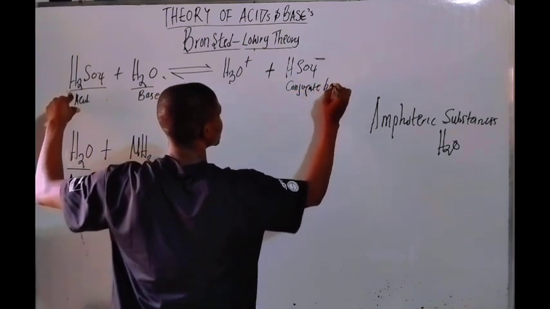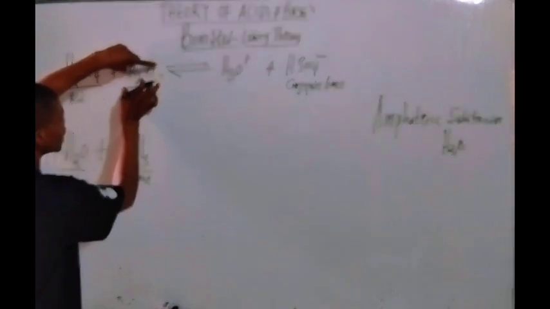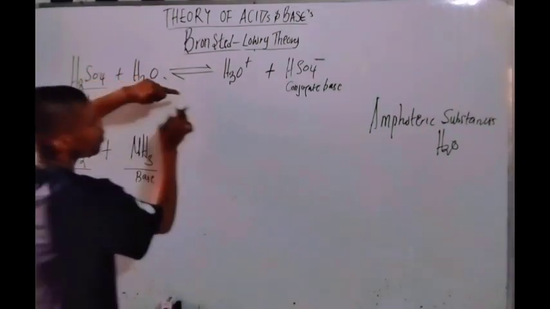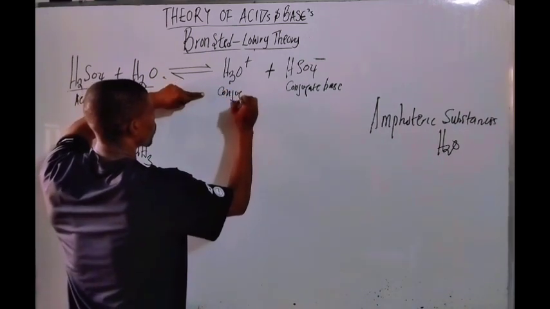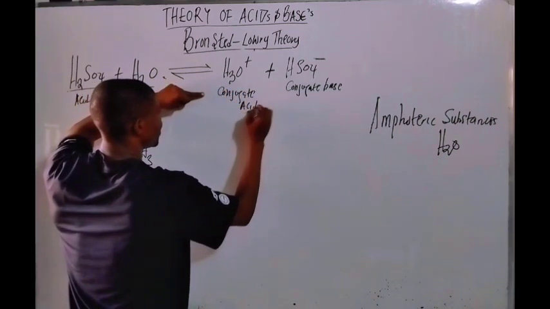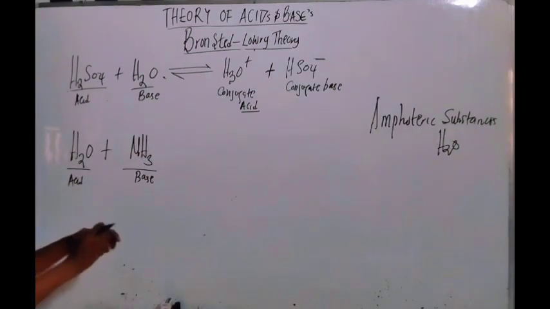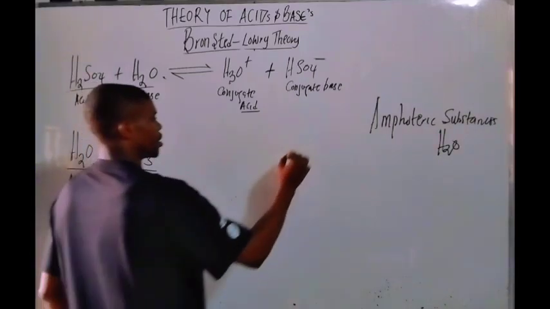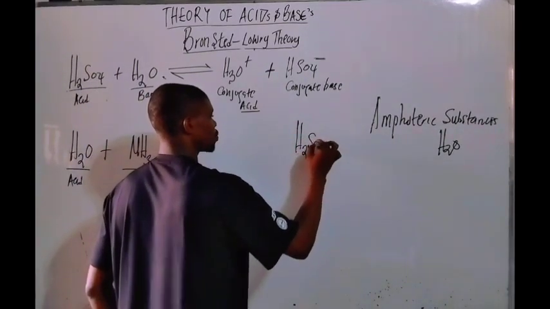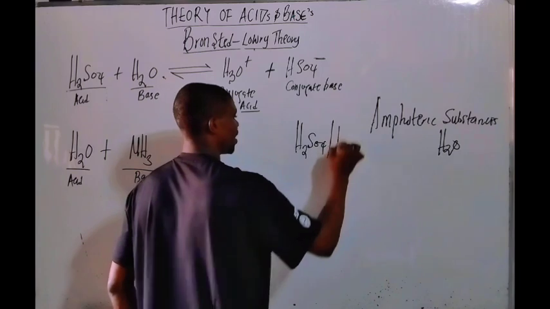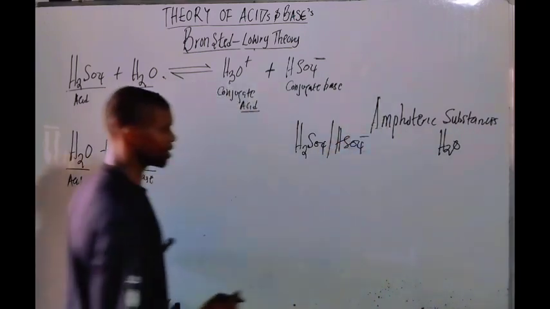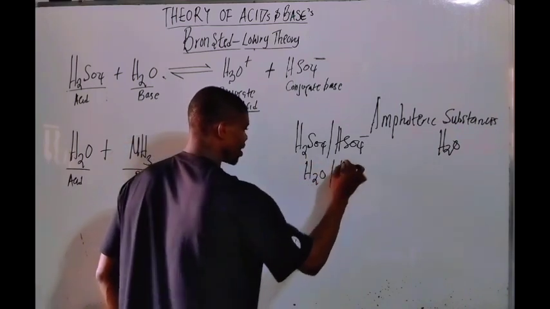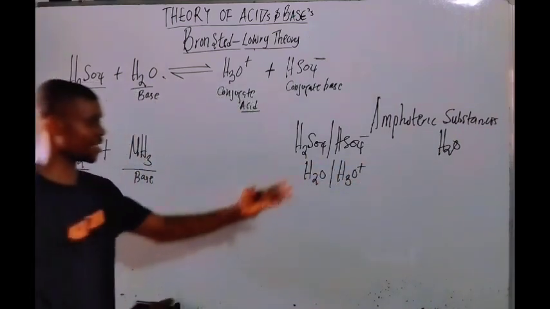Conjugate what? Base. Can you see that? Now this water that acts as acid here, it has accepted what? A proton to form a conjugate acid. Conjugate what? Acid. Do you see that? Now, so what are the conjugate pairs? The conjugate pairs are H2SO4 slash HSO4 minus. Can you see that? Here we have H2O slash what? H3O plus. Can you see that, as easy as that?